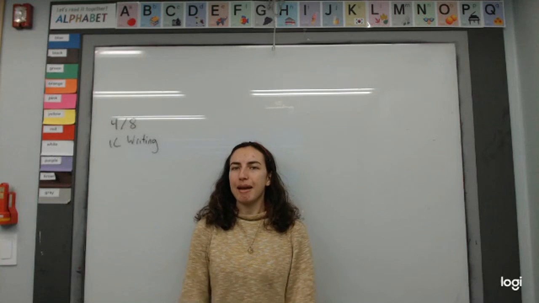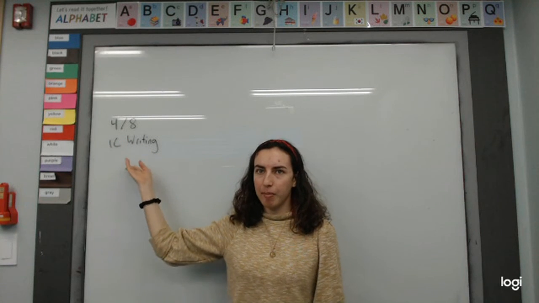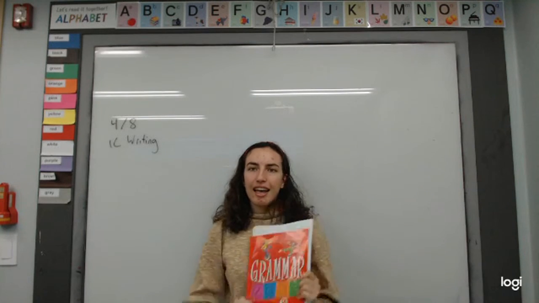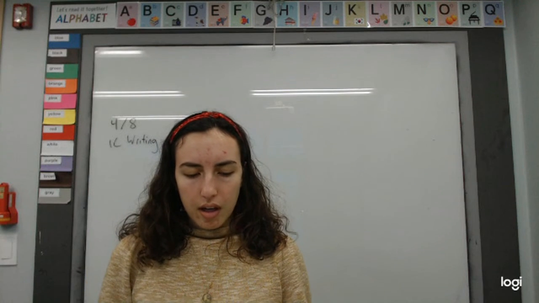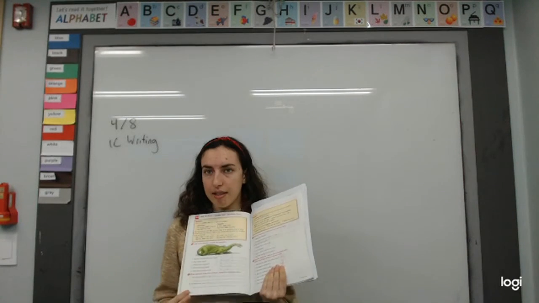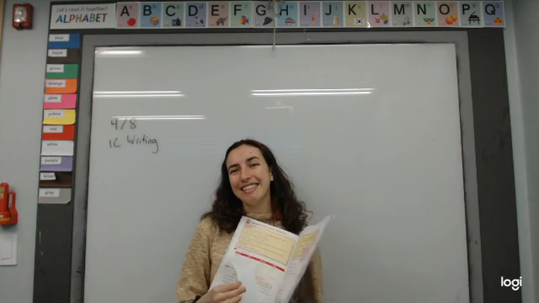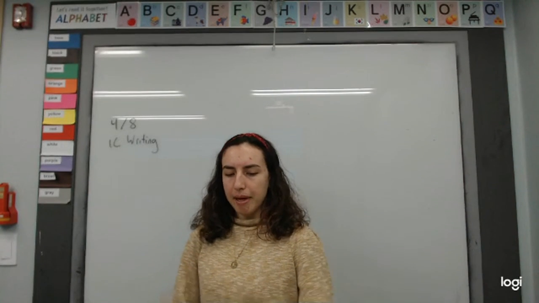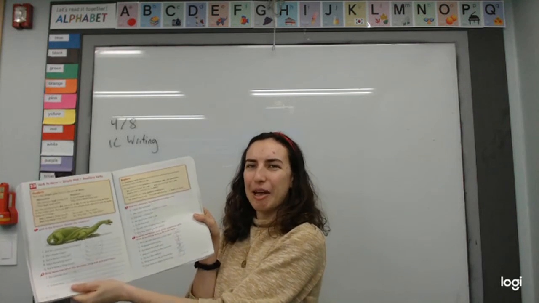Hello everyone, this is Teacher Madeline again, and today we are going to be doing the Wednesday, April 8th, 1C writing lesson. So take out your Grammar Zone 2 books and let's get started. We are going to be doing lessons 23 and 24, so that is pages 66 to 69, okay? So 66 to 69 today. Let's start on lesson 23, page 66.